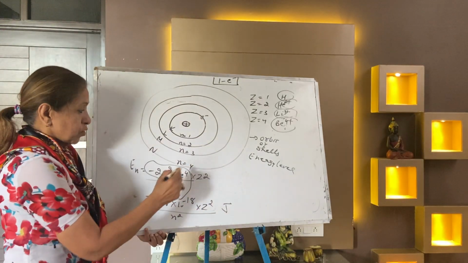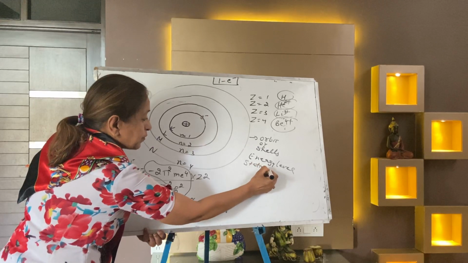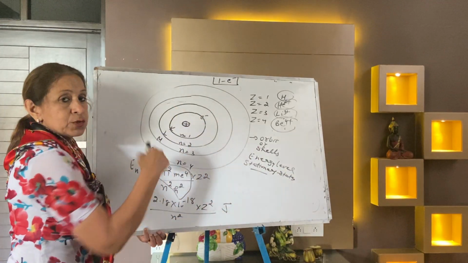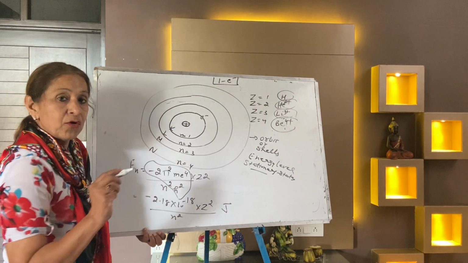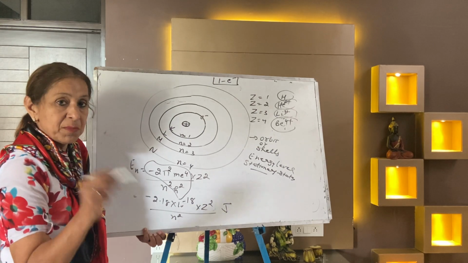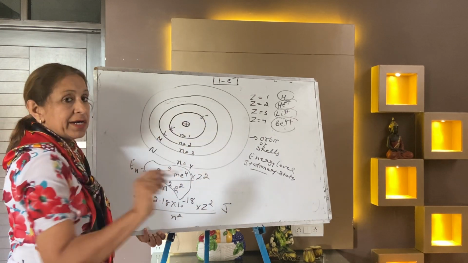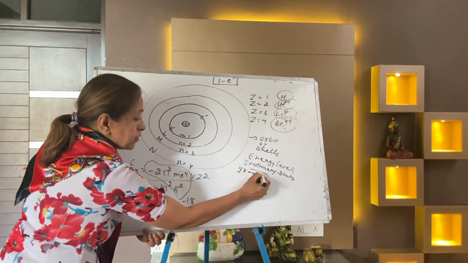So now these are your energy levels. These orbits are also called stationary states. Stationary does not mean that the electron is stationary. Stationary means as long as the electron is revolving in the orbit, its energy is fixed. So it's also called the ground state.